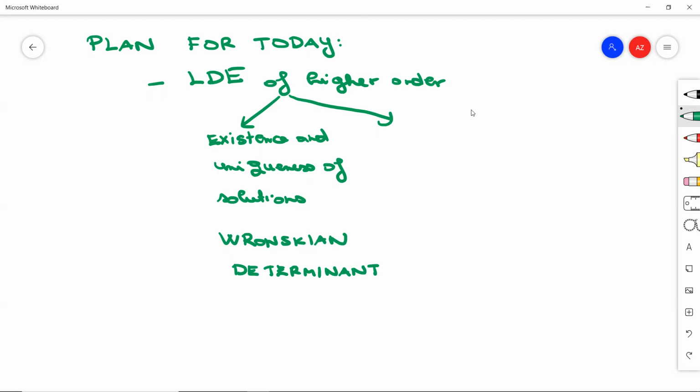Then the second thing will be to study non-homogeneous differential equations, because non-homogeneous differential equations are the ones that appear in real life. So non-homogeneous DEs, and we will see two techniques to solve such a non-homogeneous DE. One technique is just by guessing, and the other is by variation of constants.